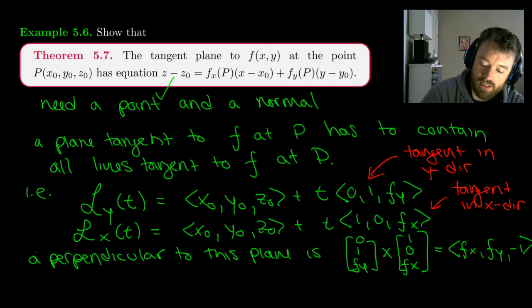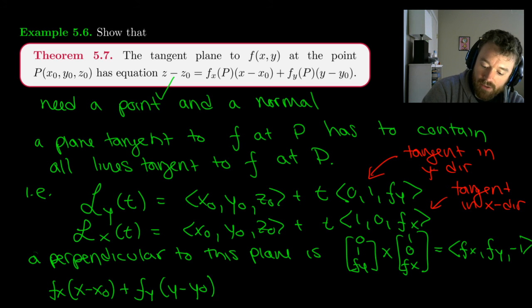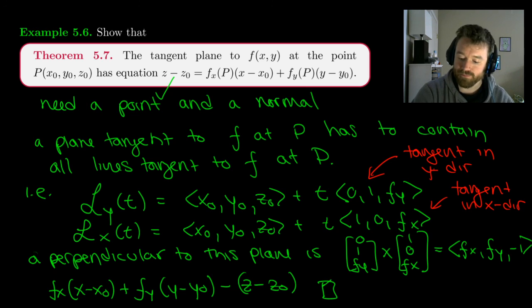And if I plug this into the equation for a plane, I get fx times x minus x0 plus fy times y minus y0 minus z minus z0. And this is exactly what we were trying to prove.